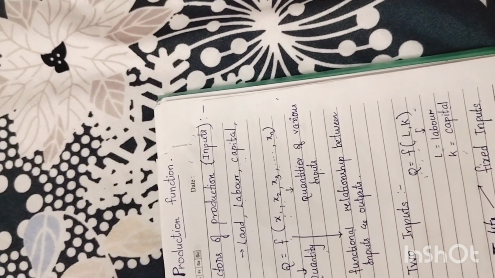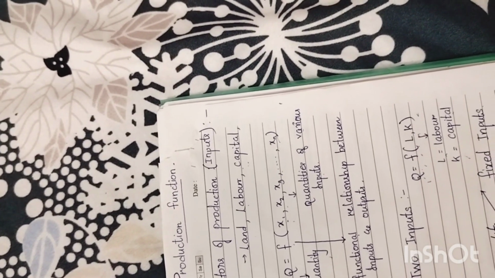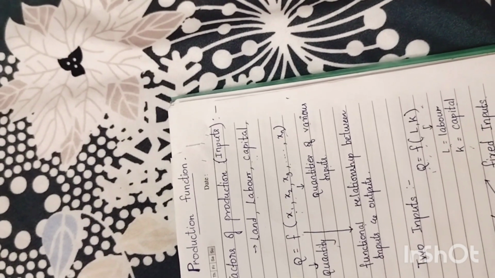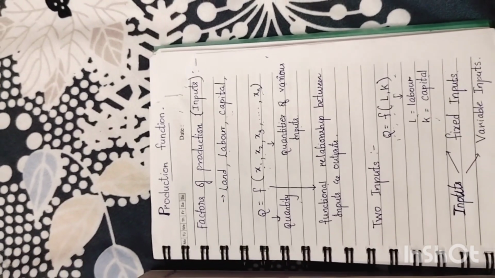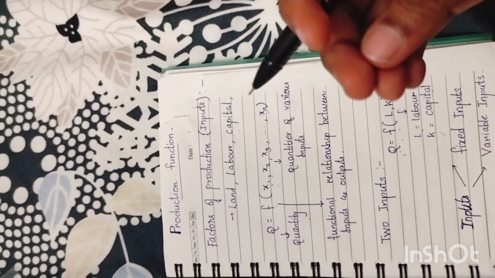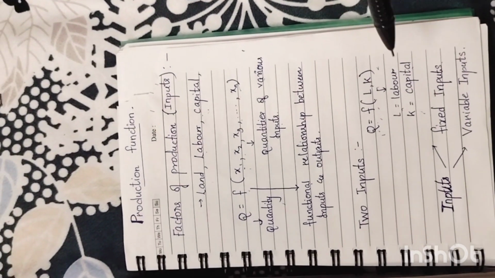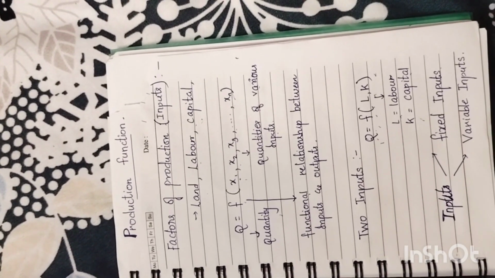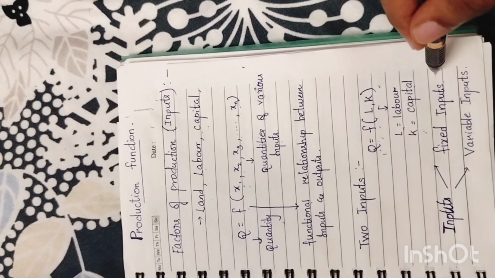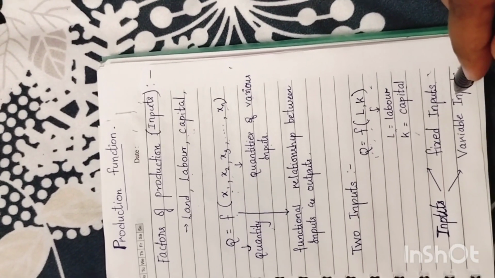So for example, output may be tangible like computers and televisions, etc. Or it may be intangible like educational, medical care, etc. It is not necessary that always the output should be in terms of tangible assets. It can be sometimes intangible assets also. So here for short run and long run, all inputs can be divided into two categories. So it can be divided into fixed inputs. Another one is variable inputs.